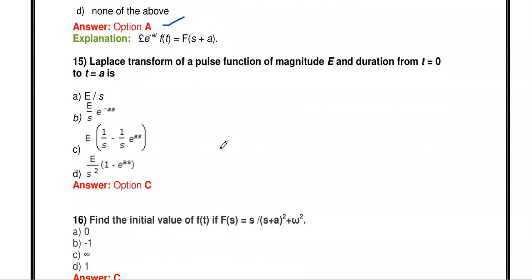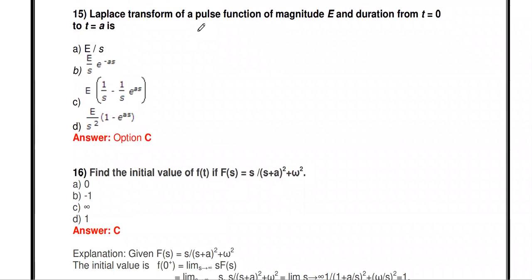Okay, then the next one: the Laplace transform of a pulse function of magnitude e and duration from t equal to 0 to t equal to a. The question is we have to find the Laplace transform of one pulse of amplitude e and the duration is from t equal to 0 to t equal to a. Okay, so using the Laplace transform formula. Already you know the Laplace transform formula.